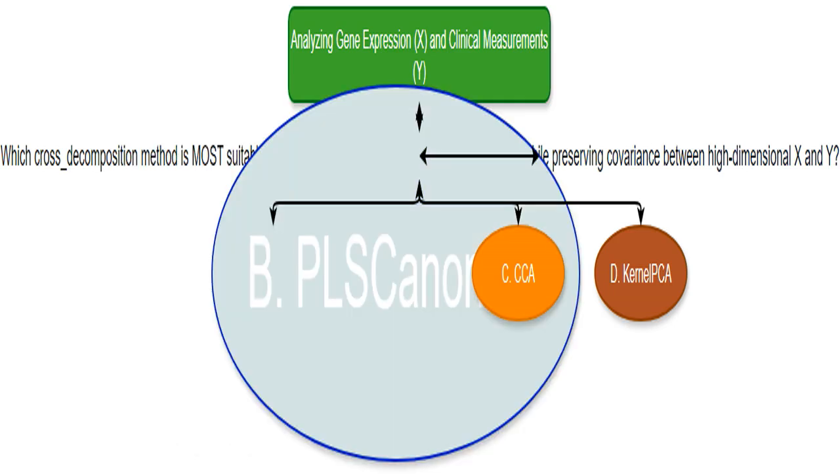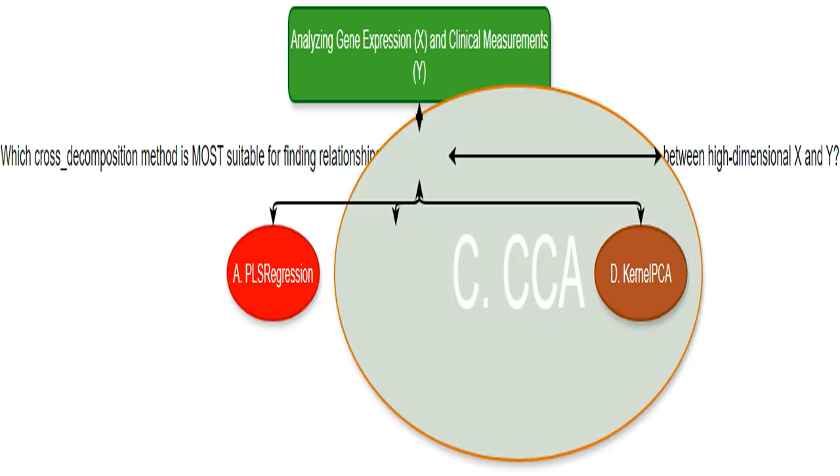PLS canonical, partial least squares canonical, is another strong contender. It's a variation of PLS, but it focuses on maximizing the correlation between the simplified representations of gene expression and clinical measurements. This aligns perfectly with the goal of finding the strongest relationship and reducing dimensionality. CCA, canonical correlation analysis, directly tackles the problem of finding linear combinations of variables in gene expression and clinical measurements with the highest possible correlation. This method is designed to find the strongest links between the two datasets and is ideal for dimensionality reduction in this context.